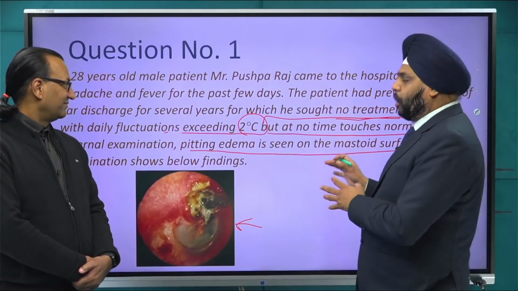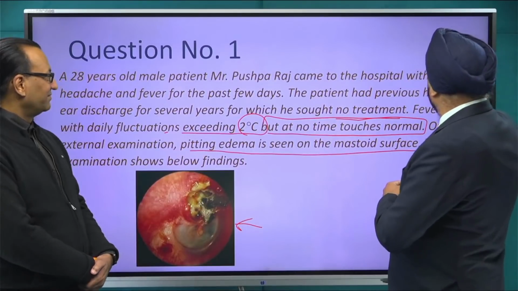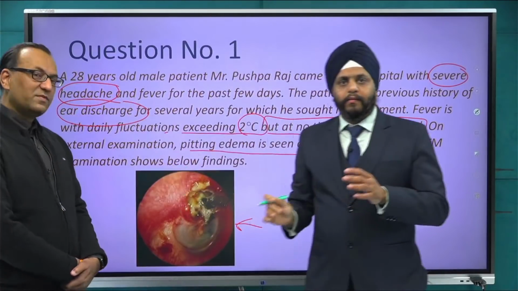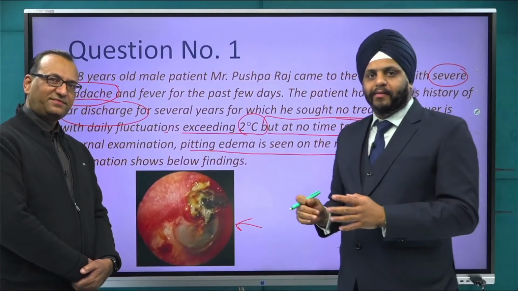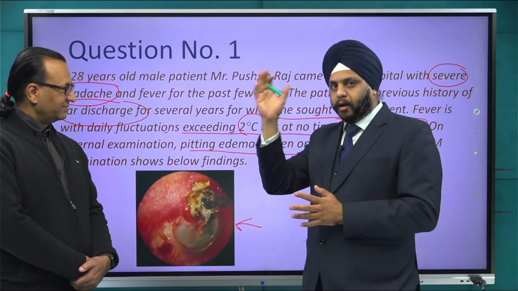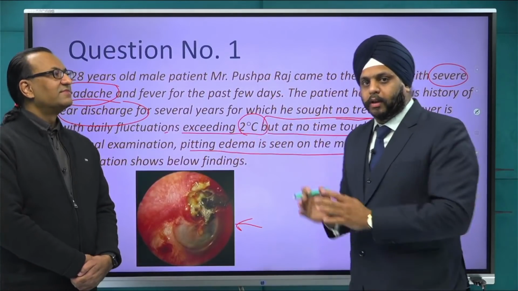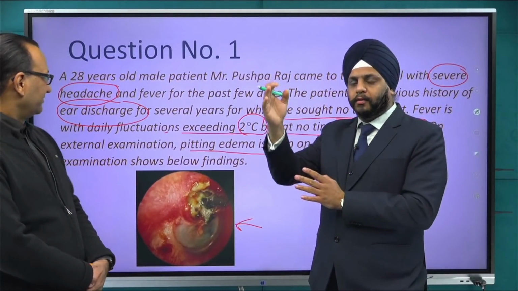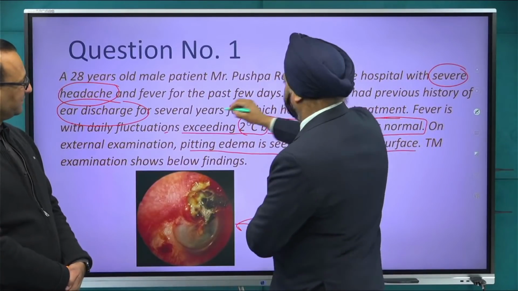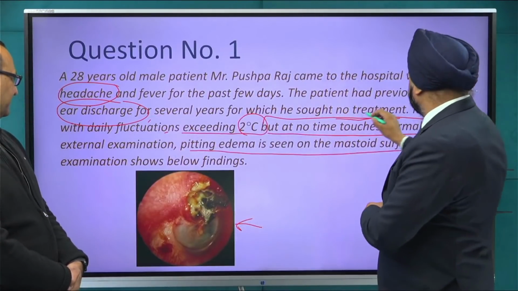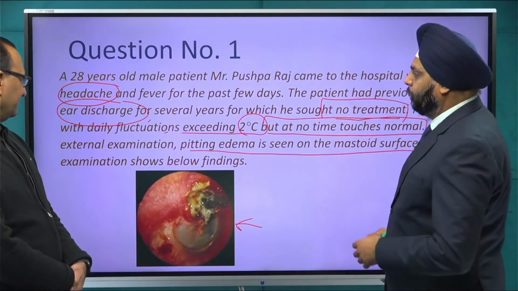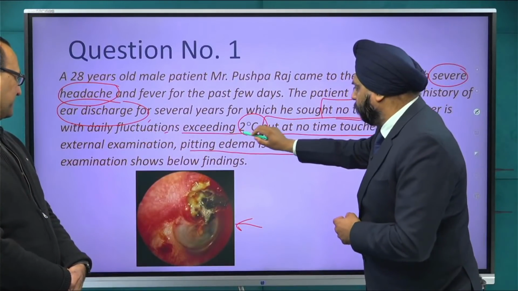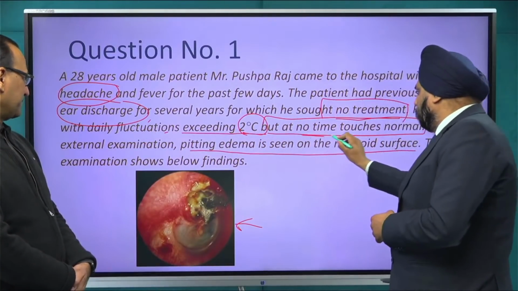So, we have in all a few hints. Severe headache and fever, there is ear discharge. And I always tell my students, whenever there is an ear or a nose patient with headache, remember head is involved. So there is an intracranial complication. For which he sought no treatment, so obviously there has to be some complication. Now he is having daily fluctuations in the fever exceeding 2 degrees Celsius, but at no time touches normal.